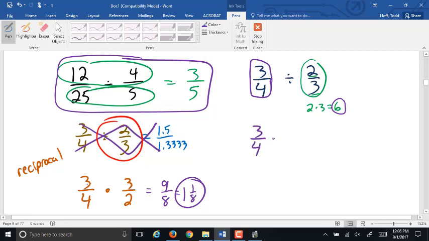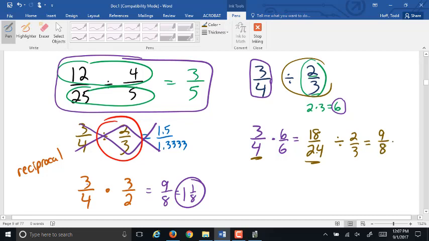We are going to use that 6 to rename the first fraction. We're going to take 3/4. We're going to multiply both the numerator and denominator by 6. 3 times 6 is 18. 4 times 6, 24. Now, 18/24 and 3/4 are the same value. They just look different. Now we're going to divide by the 2/3. 18 divided by 2, 9. 24 divided by 3, 8. 9/8, or 1 1/8.